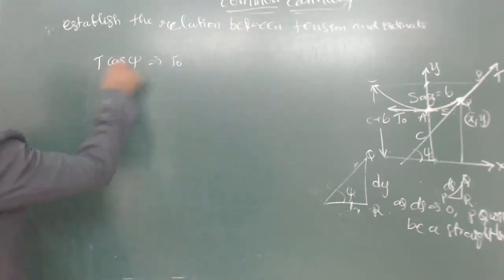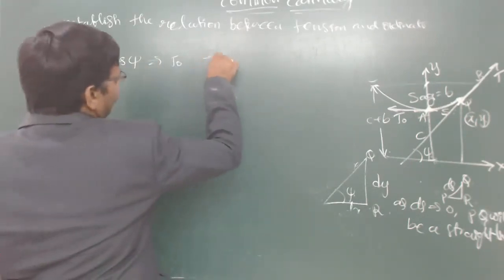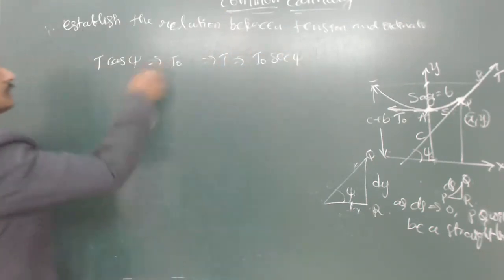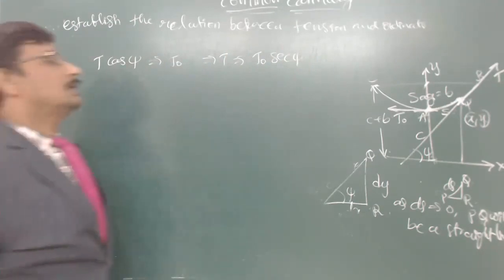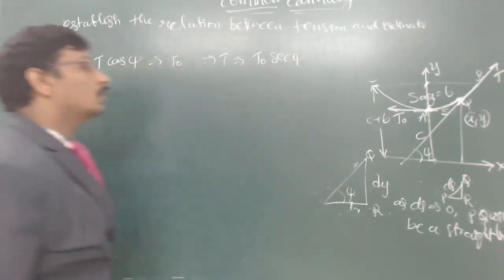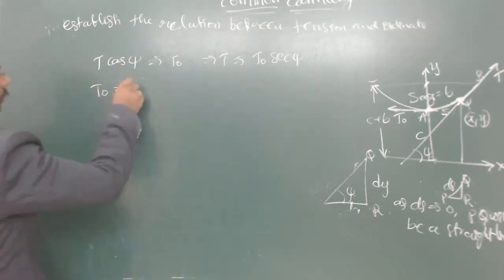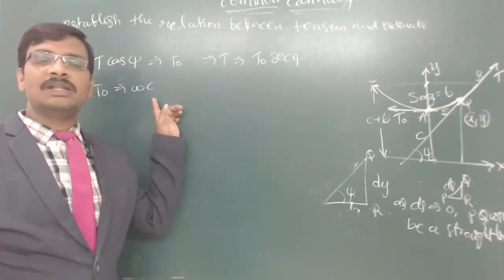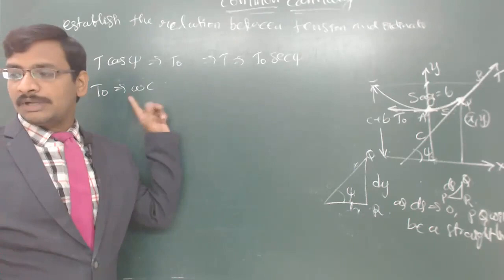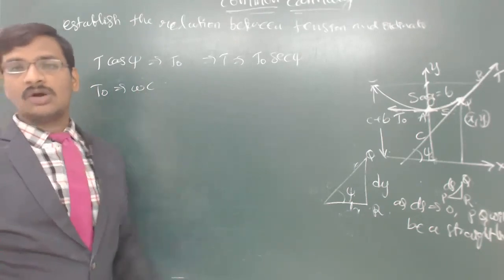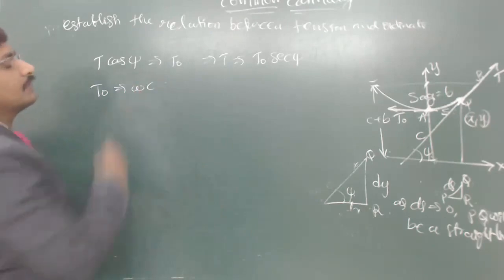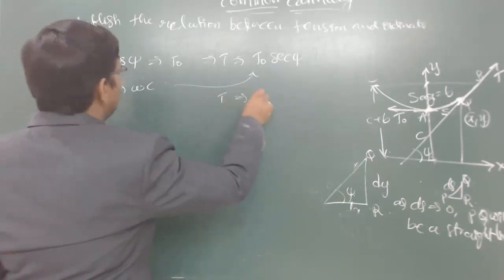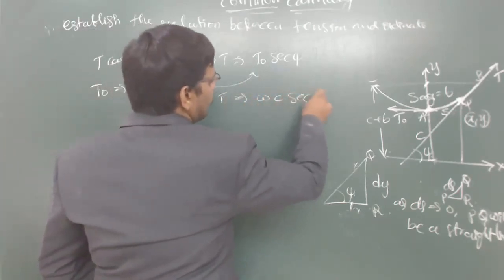So this is T cos psi is equal to T naught, or T is equal to T naught into secant psi. So cos psi, if you bring it to the other side, this is going to be T naught into secant psi, and we know the relation T naught is equal to W into C, which was initially discussed. So you have identified the parameter value C, whose multiplication with the weight per unit length is equal to the horizontal component of the tension. So this was the initial assumption what we have made. Now if you replace here, T is equal to W into C into secant psi.